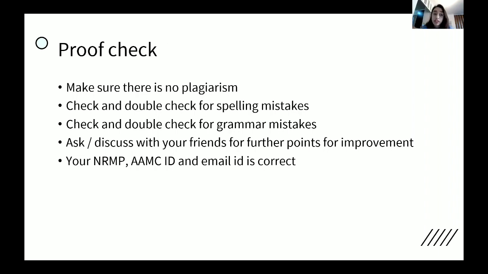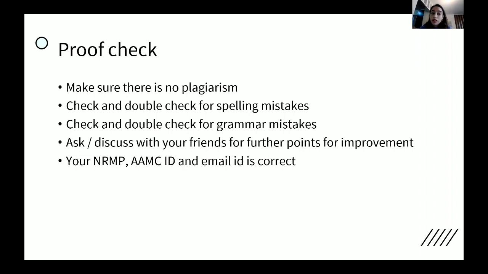So proofchecking. Make sure there's no plagiarism. Make sure you're not copying from anybody else. Try to use websites that check on this. Make sure the quotes that you're using for your personal statement, especially if you're using a quote, you credit that person. Do not copy stuff off the internet and make it your own. People find out about it, and that's just lying on your application. Do not do it.